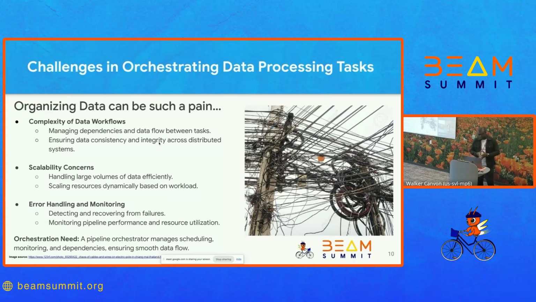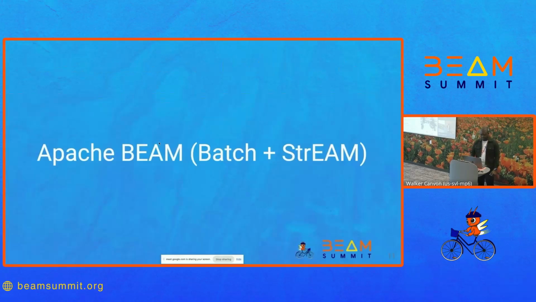And how do you do that? You do that with orchestration. So there's an orchestration need in building your data pipelines. It's not just about moving data from A to B. If you look at this cluster of wires, it's coming from somewhere and it terminates somewhere. Obviously, it's doing its work, but this is not the way you want your pipeline to be. So you have the orchestration need, which is a pipeline orchestrator managing scheduling, monitoring, and dependencies to ensure smooth flow of your data.